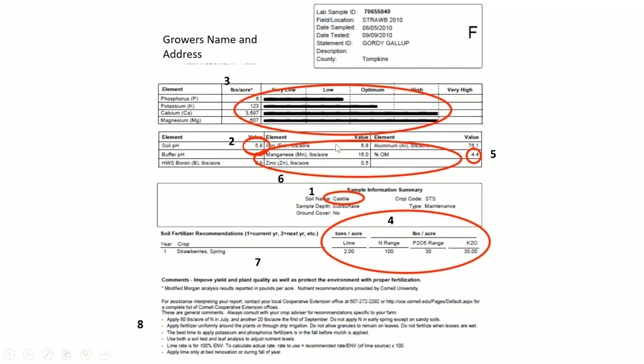Then number 4 gives you the actual recommendation. It gives you fertilizer recommendations, in pounds per acre, or tons per acre for lime, and everything else is pounds per acre. You'd have to change that if your plot is smaller, so you'd have to do a little math there. The home gardener soil analysis puts it into 1,000 square feet or 100 square feet, I believe.